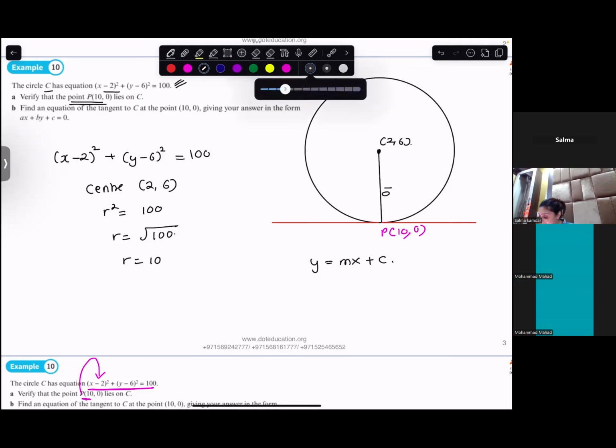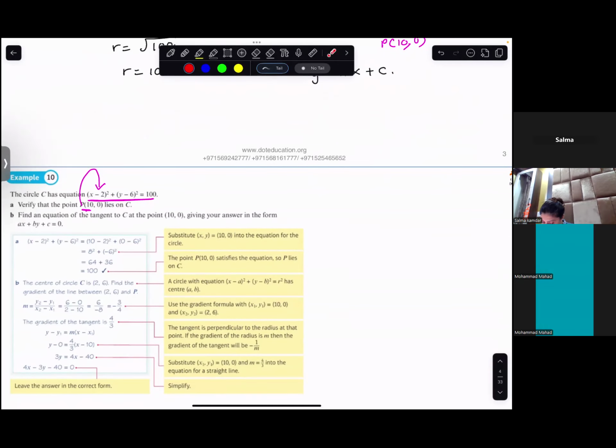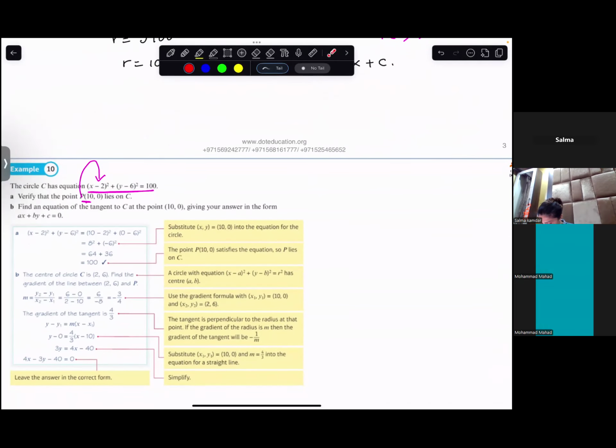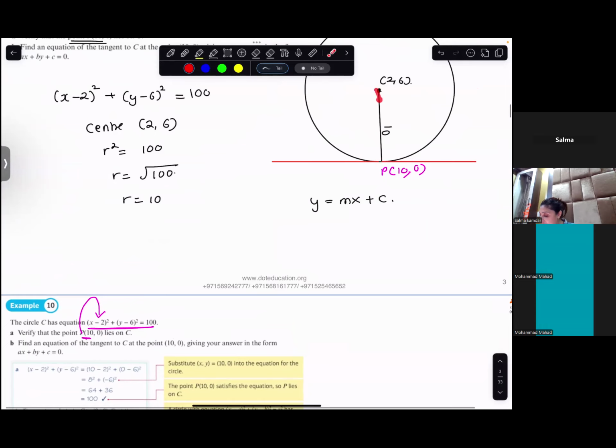I have the center. I have the point P. This is my tangent. I want to find the equation of the tangent. How will I find it? Can I first find the gradient of the radius? Can I find the gradient of the radius? How?